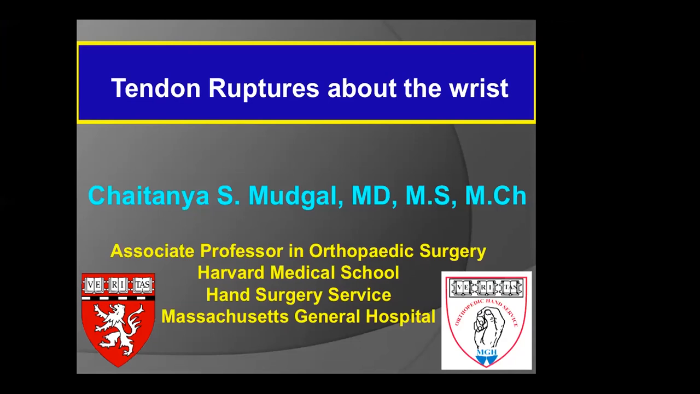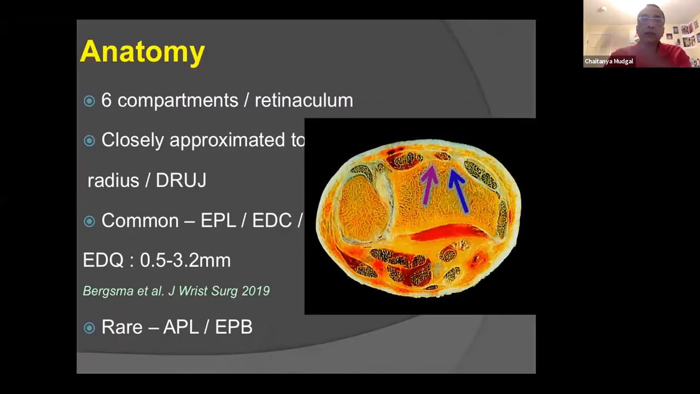You're going to talk about tendon ruptures about the wrist. Now, whenever you talk about tendon ruptures about the wrist, knowing your anatomy and the intimacy of the tendons to the bones is critical in understanding what happens and why it happens. We know that there are 6 dorsal compartments. As you can see, they are intimately adherent to the dorsal aspect of the distal radius, as well as the DRUJ. Most commonly, we appear to have ruptures of the EPL, the EDC, and the EDQ.